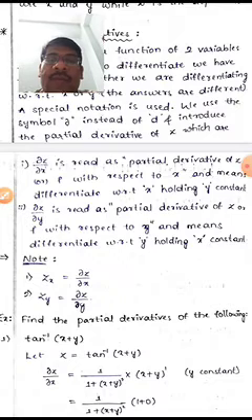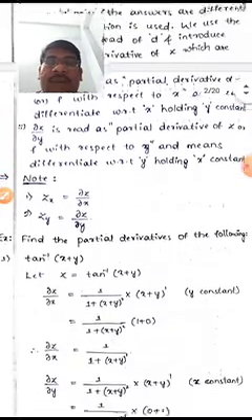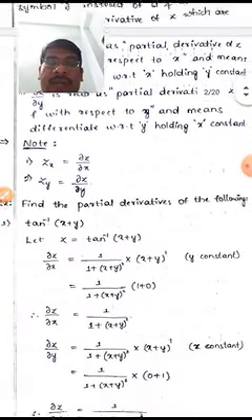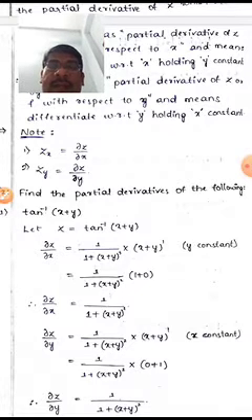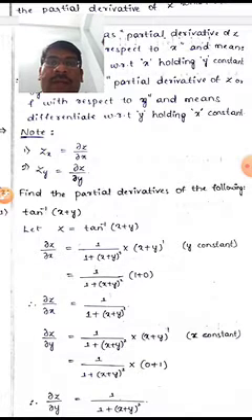The short forms of dou z by dou x and dou z by dou y are z subscript x, equal to dou z by dou x, and z subscript y, equal to dou z by dou y. Now we have to find the partial derivatives of some problems. Here, tan inverse of x plus y. Here we take z is equal to tan inverse of x plus y. In the right hand side function, two variables are involved, that are x and y.